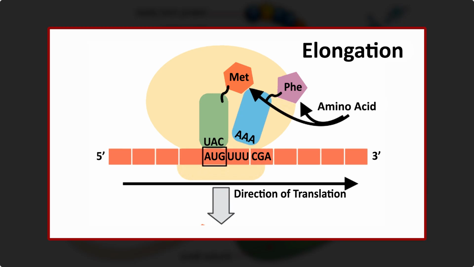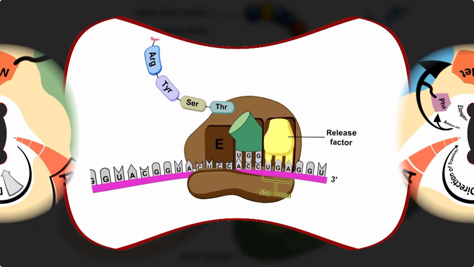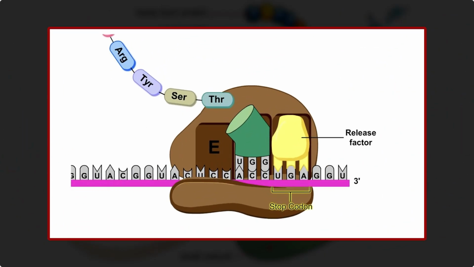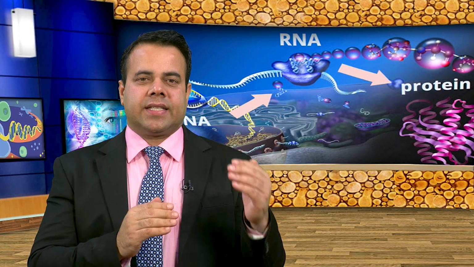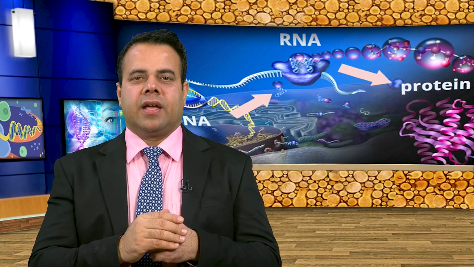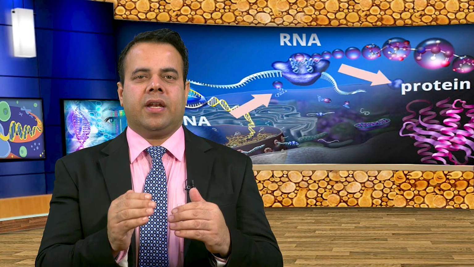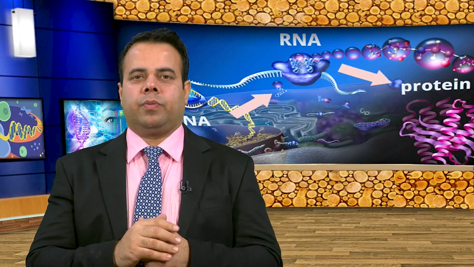polypeptide grows by addition of amino acids to its C-terminal end. This process continues until a termination codon or stop codon, which does not have a corresponding aminoacyl tRNA with which to base pair, is reached. At this point, protein synthesis ceases, that is the termination phase, and the finished polypeptide is released from the ribosome.